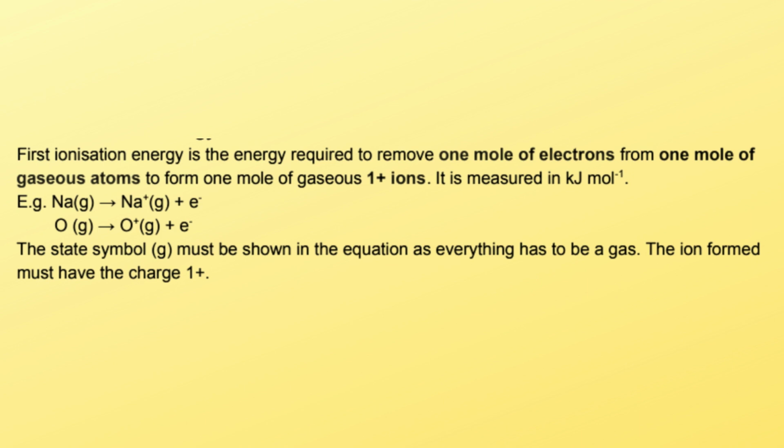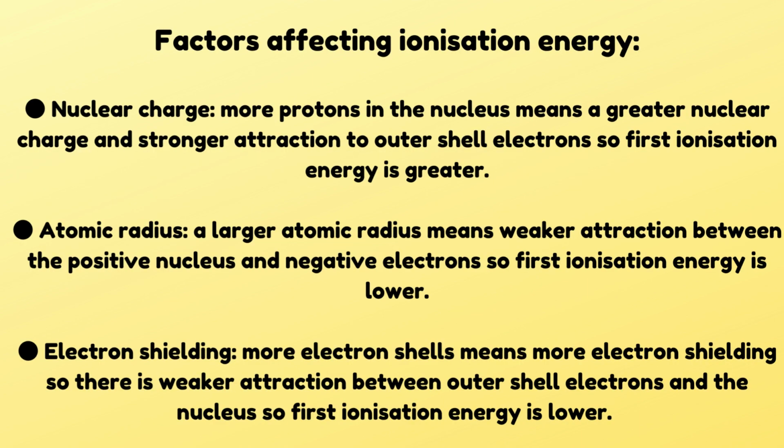Now comes the factors affecting ionization energy. First factor is nuclear charge. More protons in the nucleus means a greater nuclear charge and stronger attraction to the outer shell electrons, and so the first ionization energy is greater. So remember, more nuclear charge, stronger attraction to the outer shell electrons. So more ionization energy is required.